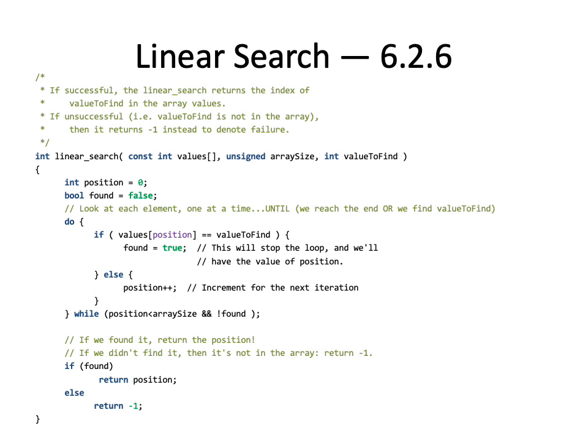So we're going to check the found value to see if we did or not. So if found is true, then return the position. Remember, we want to return the index of this array where we found it. And if we haven't found it, then return -1 to denote failure. Sad.